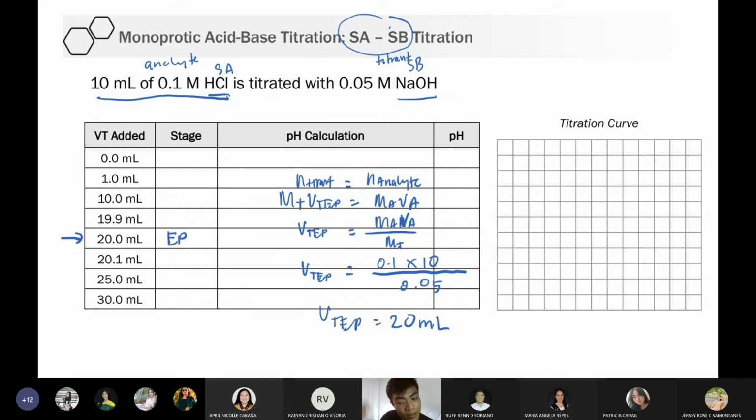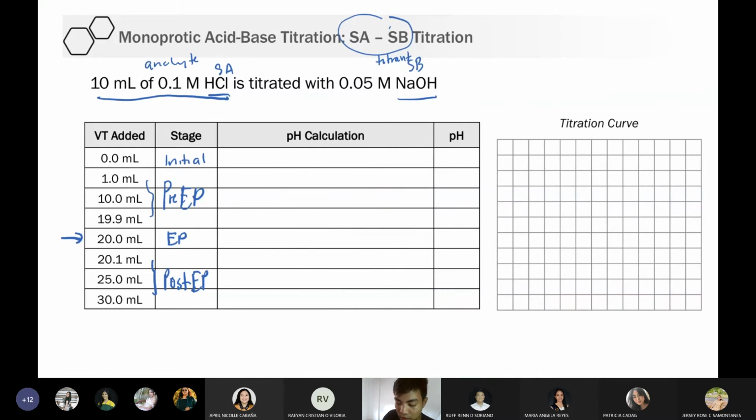Since I know my EP, I can assign the stages to other volumes. Ang 0, of course, yan yung initial. Ganito ako magsagot dati. Okay, so any volume less than EP is the pre-equivalence. And any volume greater than the EP is the post-EP. Okay? So since I know my stages already, that means I know the equations needed to solve for the pH. For the initial, sabi ko, the concentration of H plus is the concentration of the acid itself. So that is just negative log of 0.1, which is equal to 1. Okay?